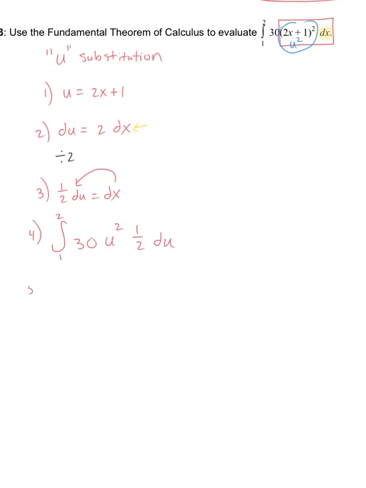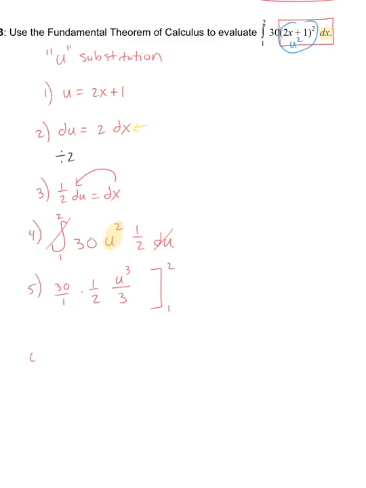All right, the fifth step, I'm going to take the antiderivative. So the 30 comes along. The 1/2 comes along for the ride. The notation is going to drop out. The only thing that I'm taking the antiderivative of is u squared. And that, of course, is a power rule. So that becomes u to the third over 3. And then I use brackets to bring along my limits.